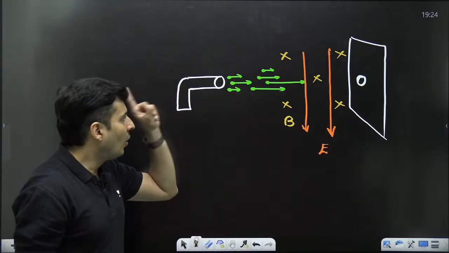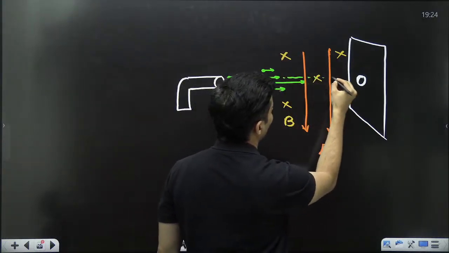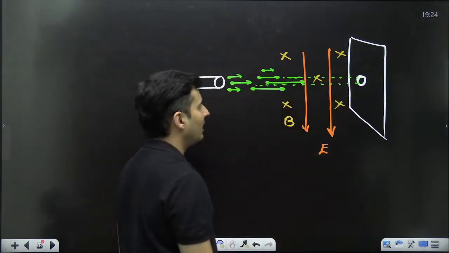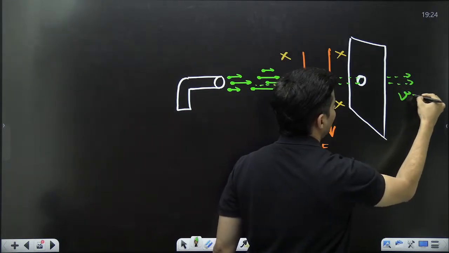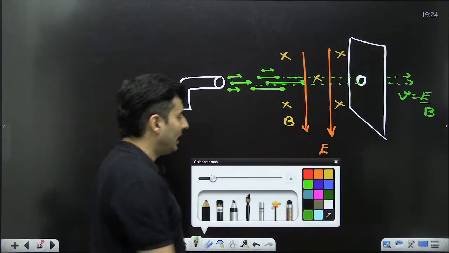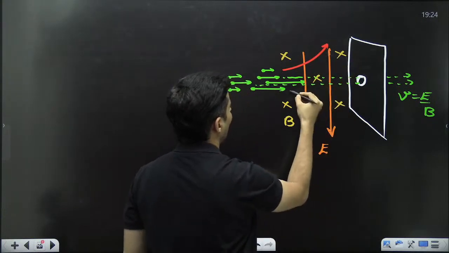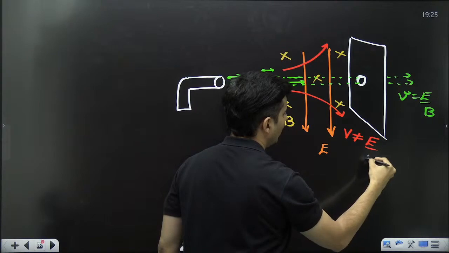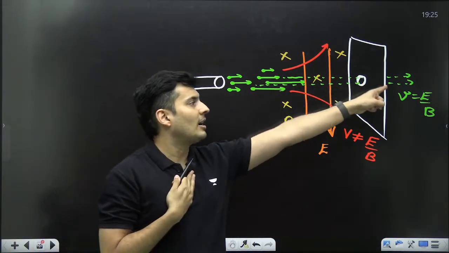You will see only certain speeds will be able to reach over here in a straight line path, and those speeds which will come out from here will have a value E by B. But any speed more or less than that, you will see either it will go like this or it will go like this. Here the velocity is not equal to E by B. So I get to choose which particles come through this hole.